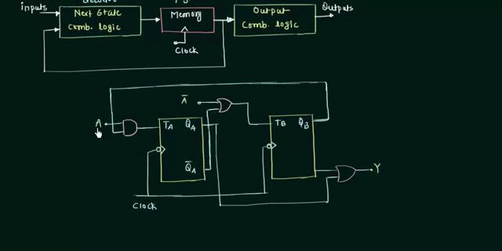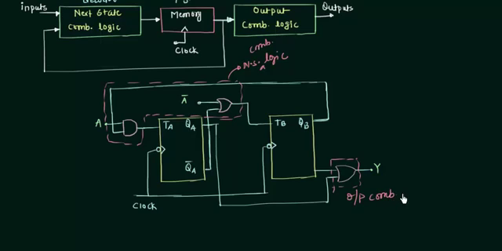You can see here the input A is given to these two logic gates, and this is our next state combinational logic, and this OR gate is our output combinational logic. So we have found out these things, and now we will try to find out the value of y.